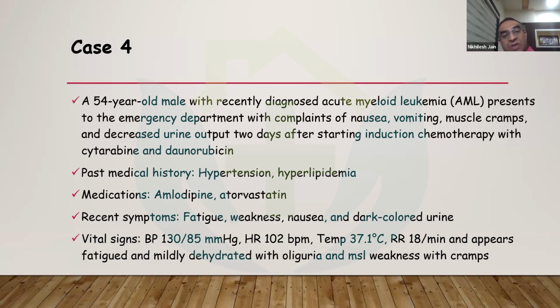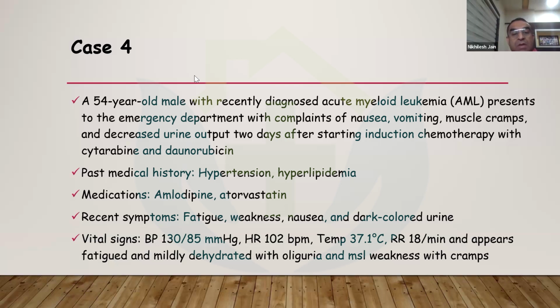So it's basically a 54-year-old male, recently diagnosed acute myeloid leukemia, who presents to the emergency department with complaints of nausea, vomiting, muscle cramps, and decreased urine output 2 days after starting induction chemotherapy with cytarabine and daunorubicin. Now, this guy has got a past medical history of hypertension as well as hyperlipidemia. The medications he is currently on are amlodipine and atorvastatin. His recent symptoms include fatigue, weakness, nausea, and dark colored urine.